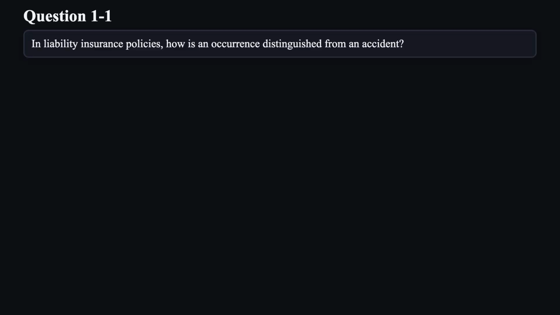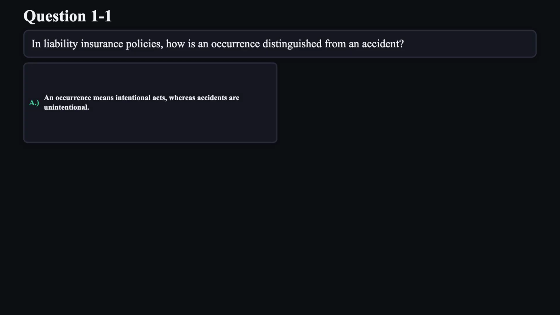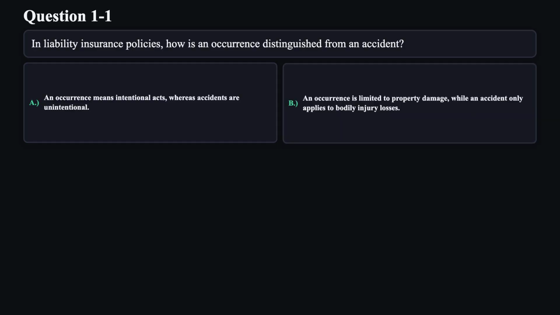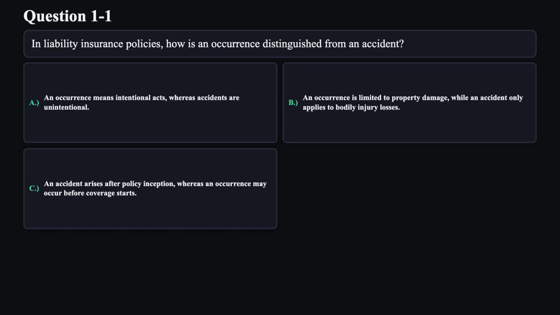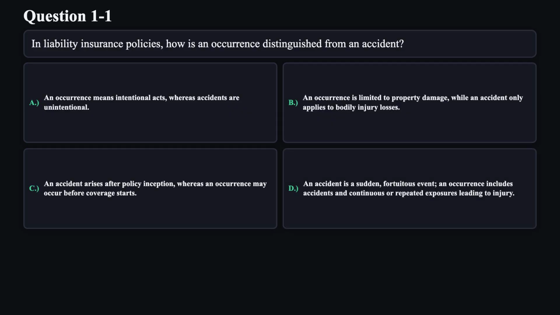Let's get started. Question 1. In liability insurance policies, how is an occurrence distinguished from an accident? A. An occurrence means intentional acts, whereas accidents are unintentional. B. An occurrence is limited to property damage, while an accident only applies to bodily injury losses. C. An accident arises after policy inception, whereas an occurrence may occur before coverage starts. D. An accident is a sudden, fortuitous event. An occurrence includes accidents and continuous or repeated exposures leading to injury.